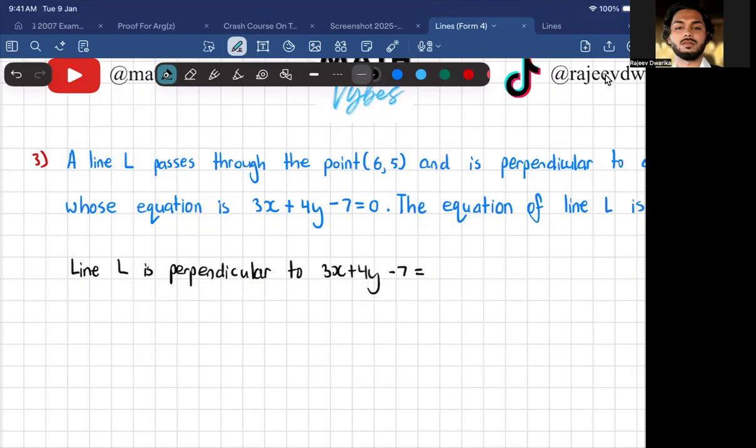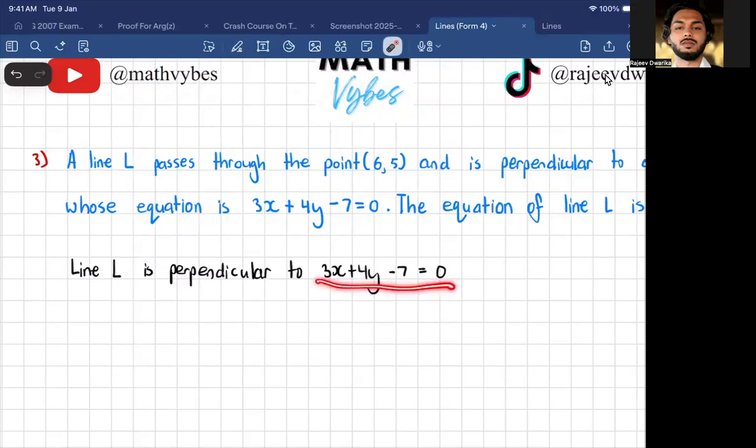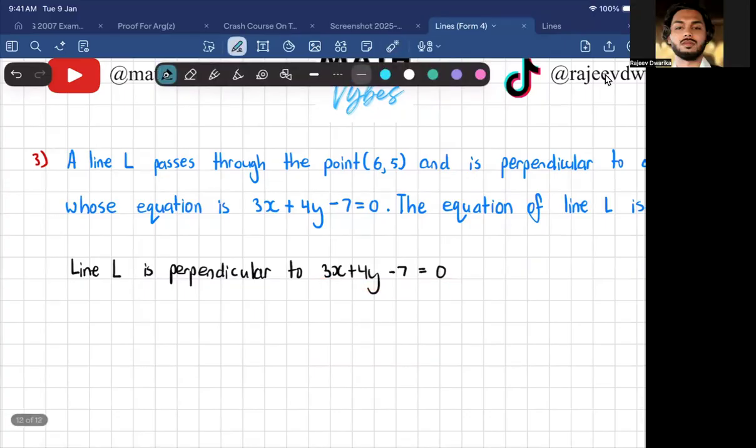Right. Now, tell me something, Sheena. If these two lines are perpendicular to each other, is it possible for me to figure out what the gradient of the perpendicular line would be if I know the gradient of the original line? Yes, sir. That is possible, but according to this statement here, can we just directly read off the gradient of this line? No, sir, we cannot.